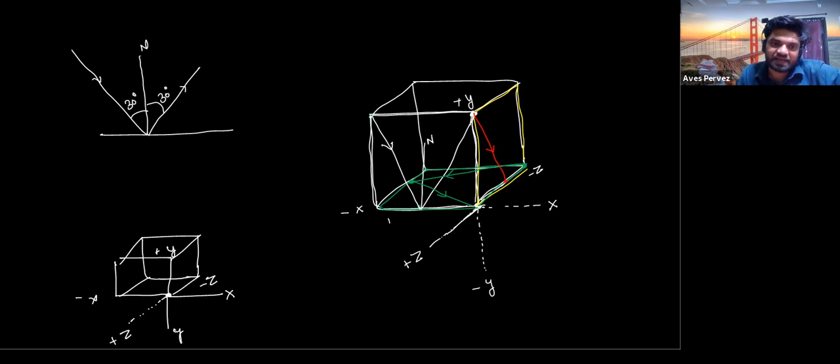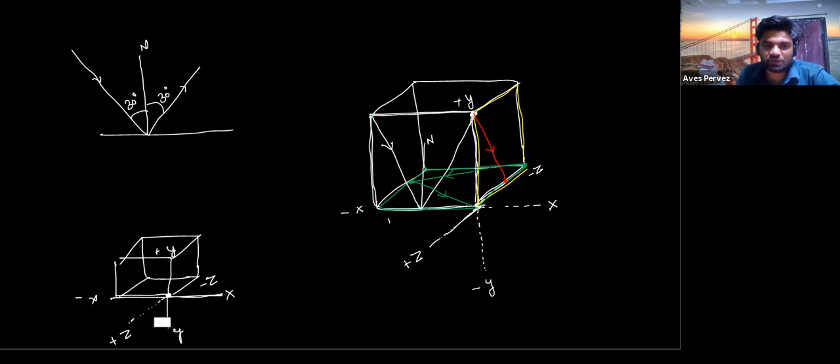So if this is a positive x-axis, this will be a negative x-axis. If I'm taking this as upward, the y-axis, this will be downward, which will be considered as negative y-axis. Into the screen is negative z-axis, so outside the screen will be positive z-axis.